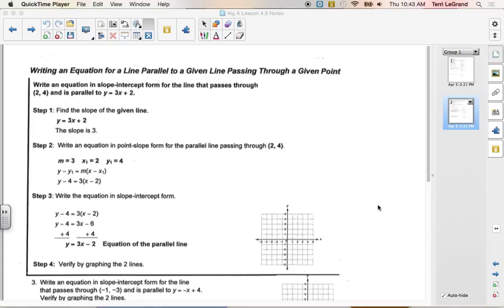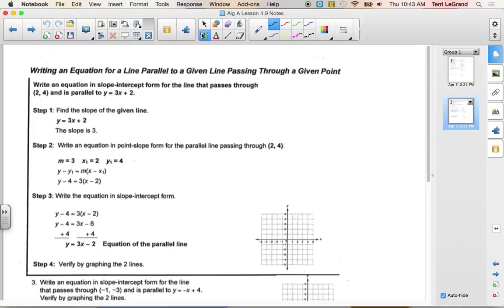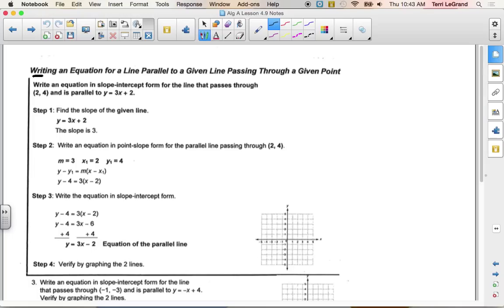Equation for a line parallel to a given line. I want you to notice here, we're going to write an equation for a line parallel to a given line. We have to end up with, you're not done today until you have your own equation, and it's going to be in y equals mx plus b form. What's that form called? Slope-intercept form, right?